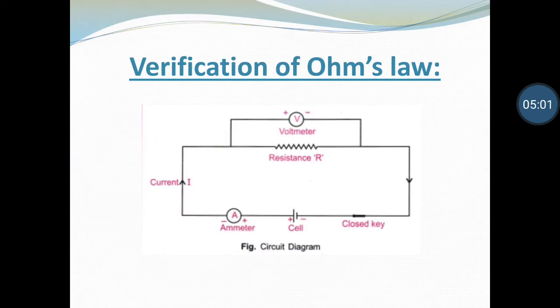This is the circuit diagram for the verification of Ohm's law. In this circuit diagram, one resistance wire is there, that is R, and ammeter is connected in series, voltmeter is connected in parallel to the resistor whose resistance is R, and also we connected cell and key.